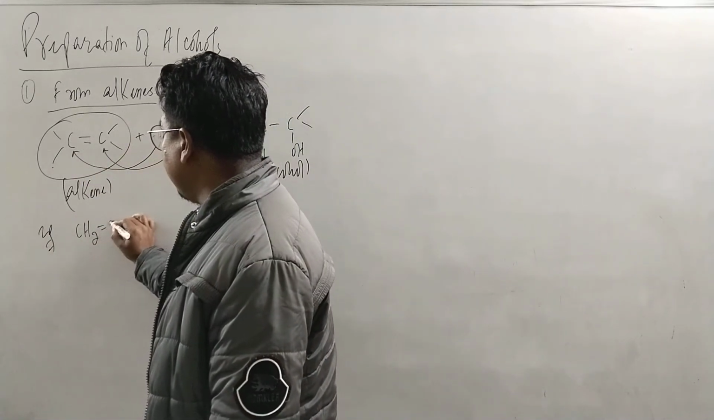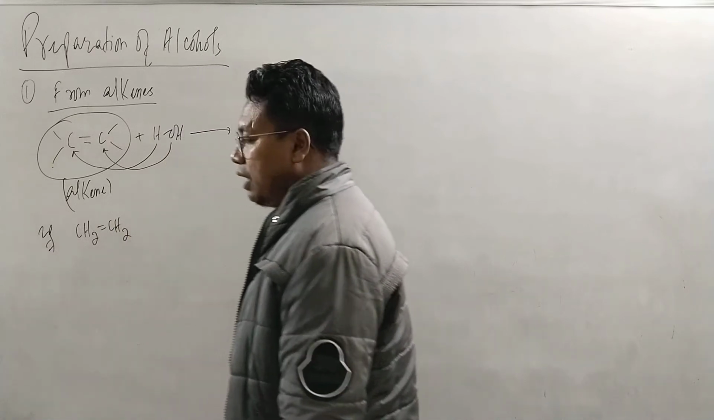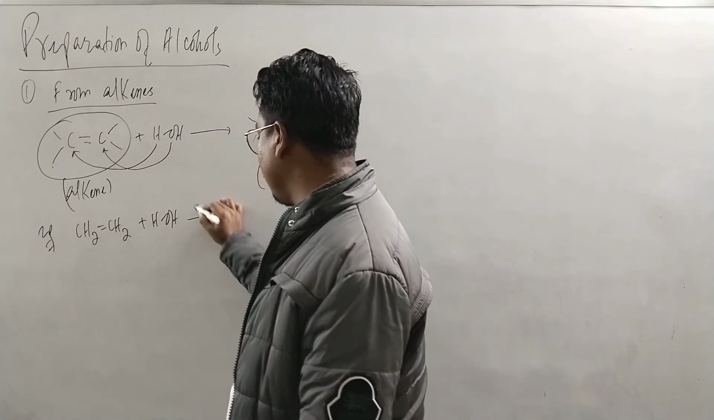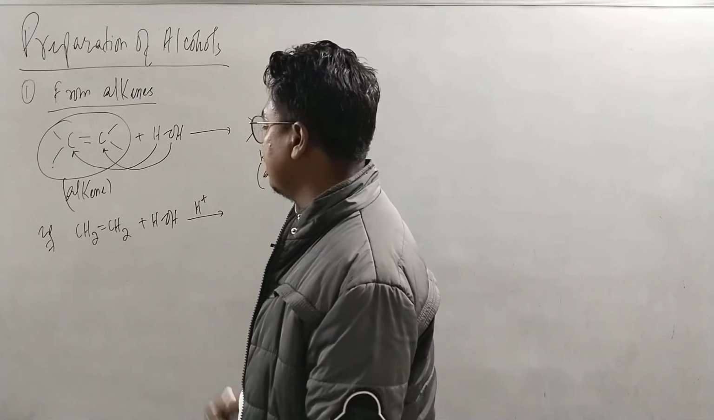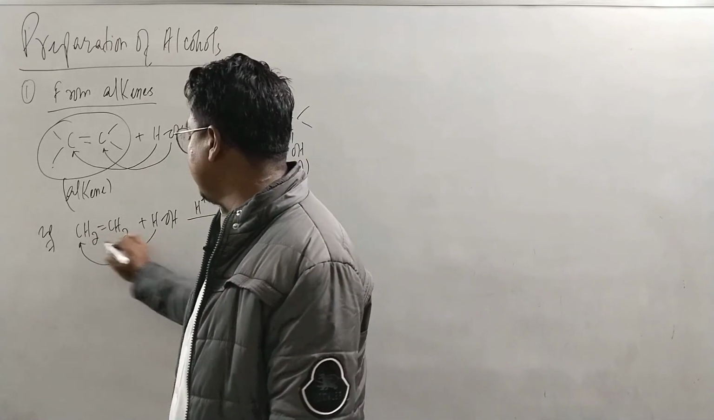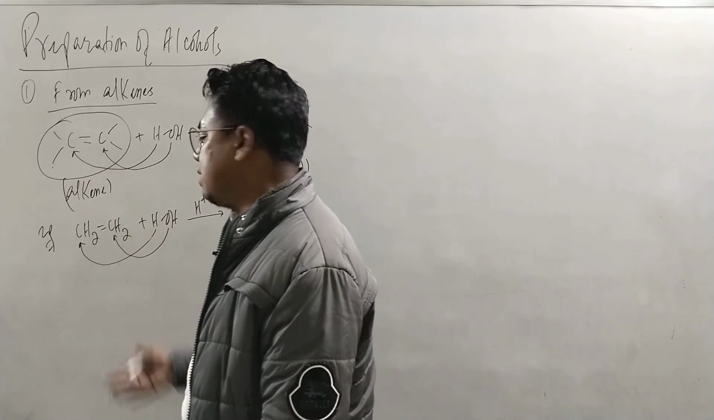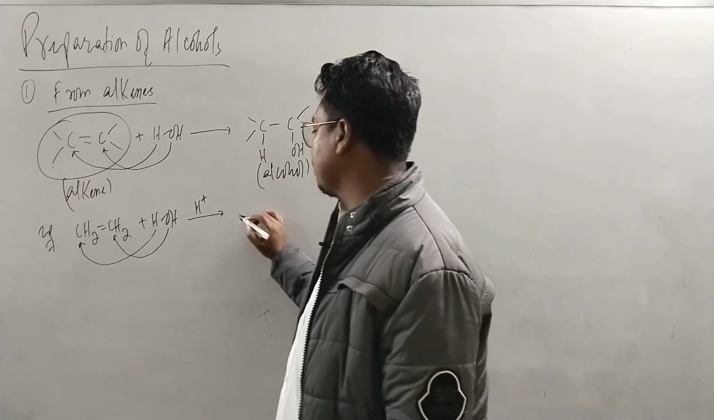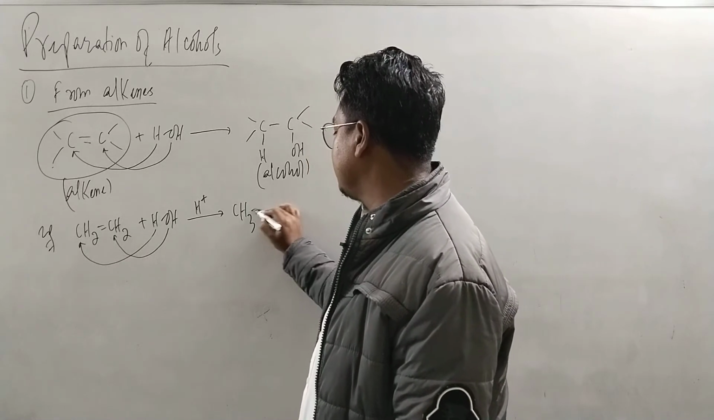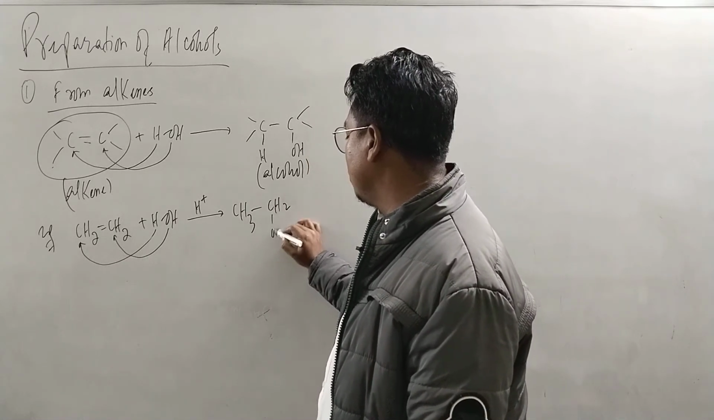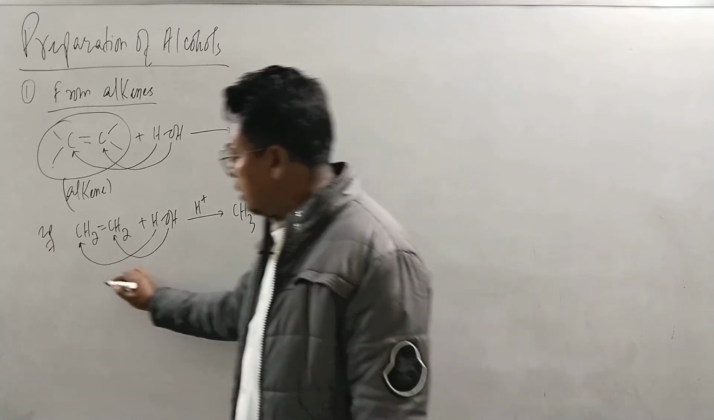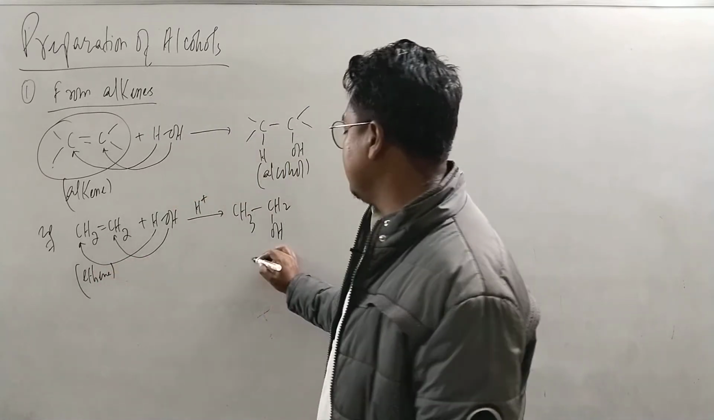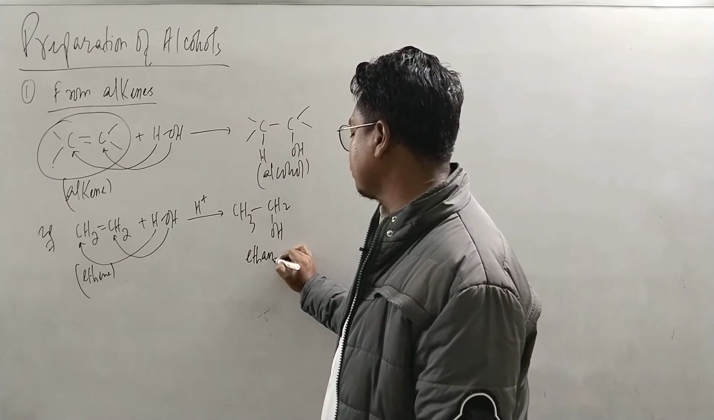Let me give one simple example. This is an alkene called ethene, and if water is added in presence of an acid, then hydrogen will be attached here, OH will be attached here. This is hydration of alkene to form alcohols. We get CH3CH2OH, ethanol. This is ethene and this is ethanol.